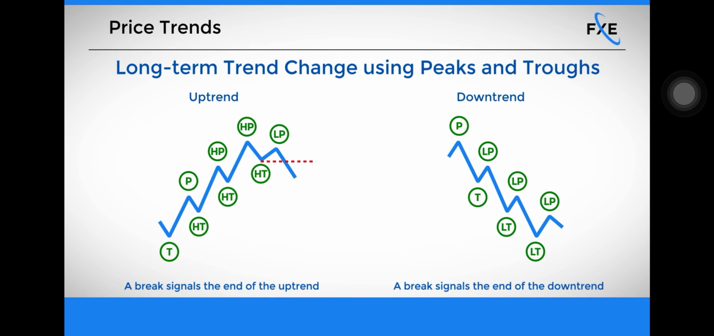The example on the screen on the right displays a series of lower peaks and lower troughs, indicating a long-term downtrend. A change of trend occurs when price makes a higher trough and then continues up to make a higher peak. Once this sequence happens, the longer-term price downtrend has ended and the sequence that starts a long-term uptrend begins.